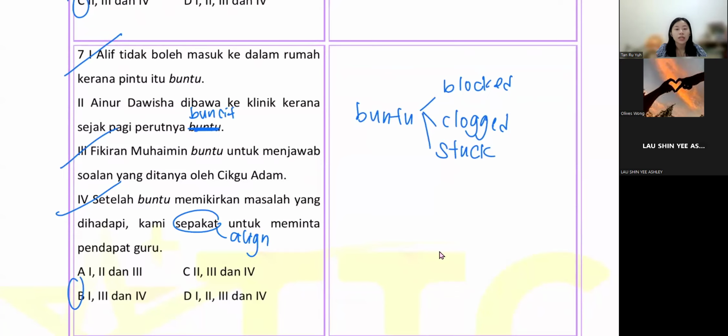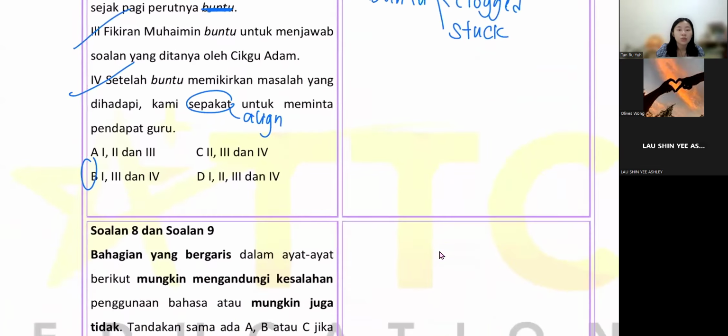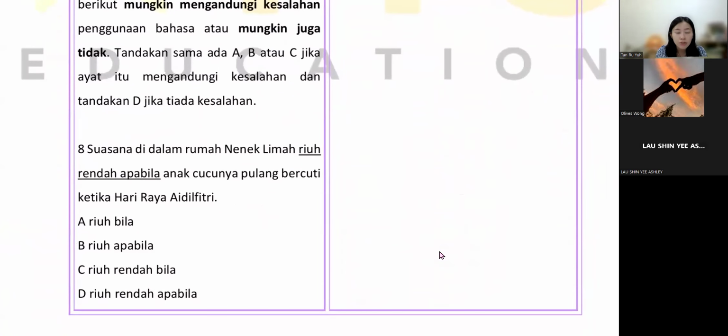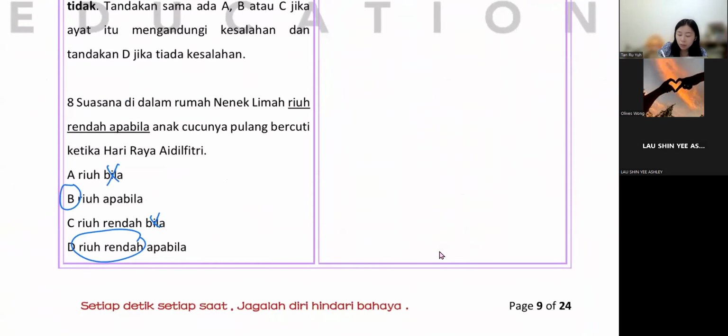Done, yeah? Like 3, 2, 1, let's go. Okay, question number 8. Suasana di dalam rumah nenek riuh rendah apabila anak cucunya pulang bercuti ketika hari raya Aidilfitri. 8B. Yes, correct. I cannot use bila because bila is normally used for kata tanya. I need to use apabila, but I cannot use riuh rendah. Riuh rendah normally is mentioning loud and noisy. So answer is what?